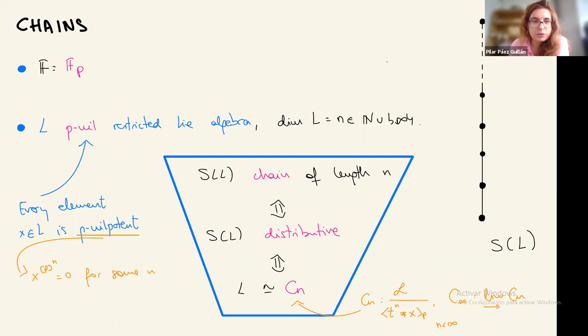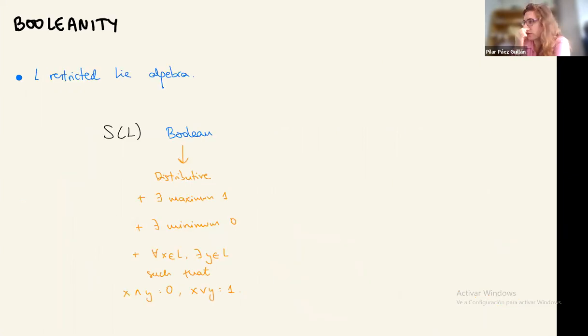Okay, so I think this is all about distributivity. Let me now speak briefly about a related condition on the lattice, which is to be Boolean. We will say that a lattice is Boolean if it is distributive and also it is complemented. And what do I mean by complemented?